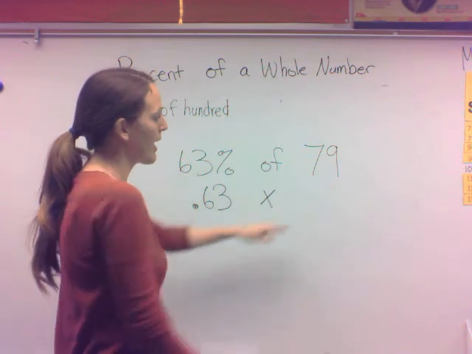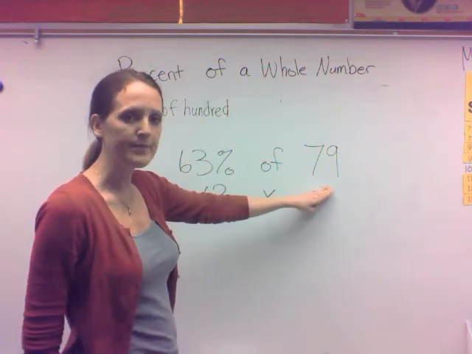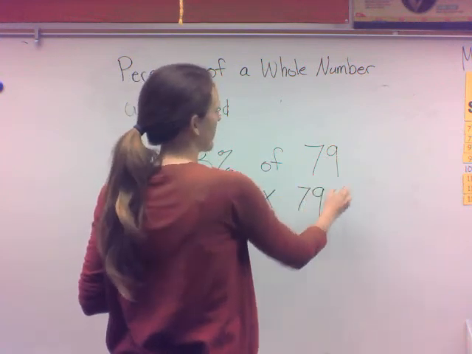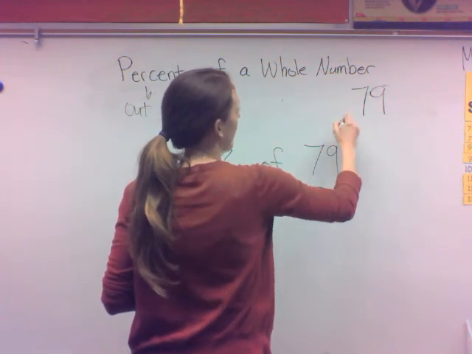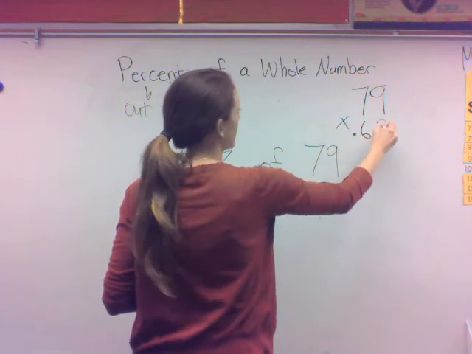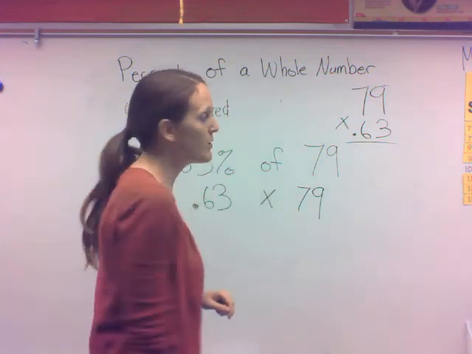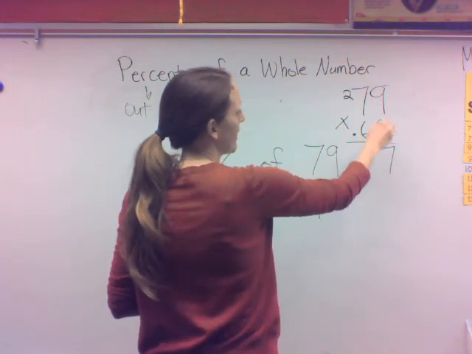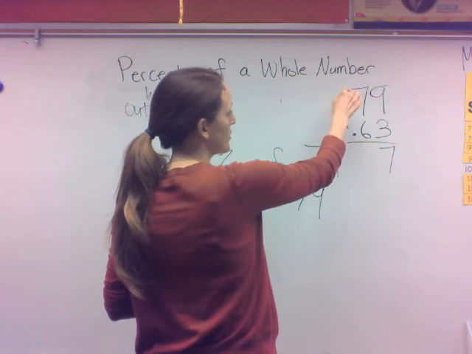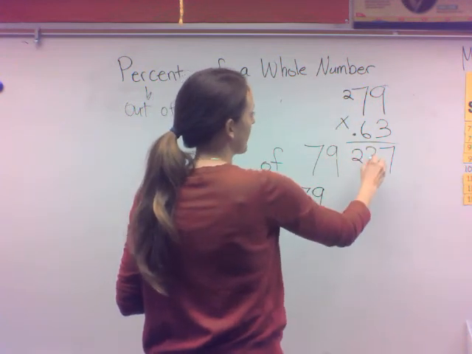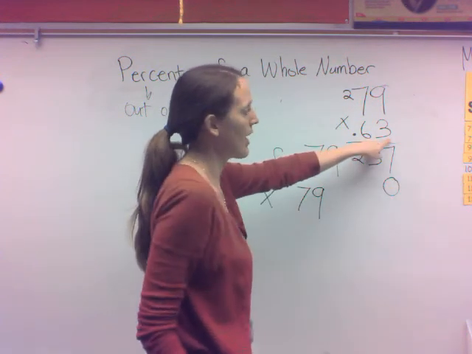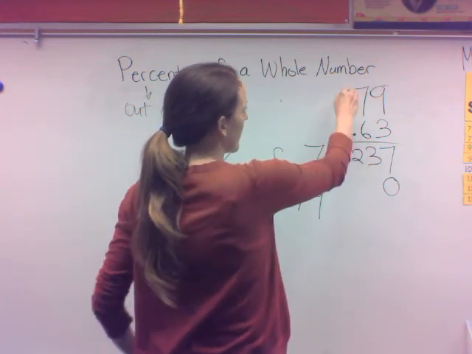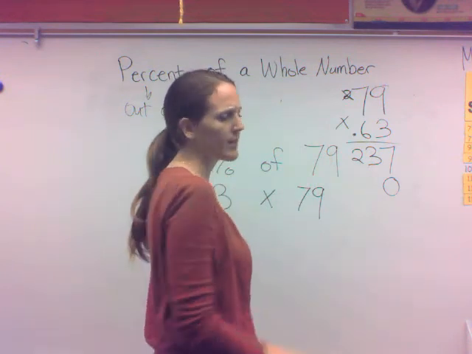Of means to multiply. And what do we do with our whole number? Trick question. Nothing. Whole numbers, you don't do anything to them. You're not allowed. So then we have 79 times 0.63. And then we just multiply. 9 and 3 is 27. 7 and 3 is 21. 22, 23. Put our 0 down because we're not working with this guy anymore. We're working with this other place value. I cross out what I've carried so I don't get confused.